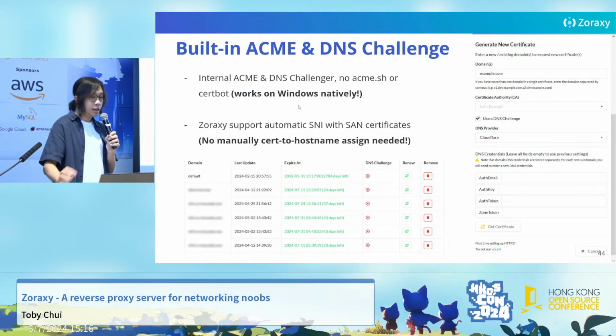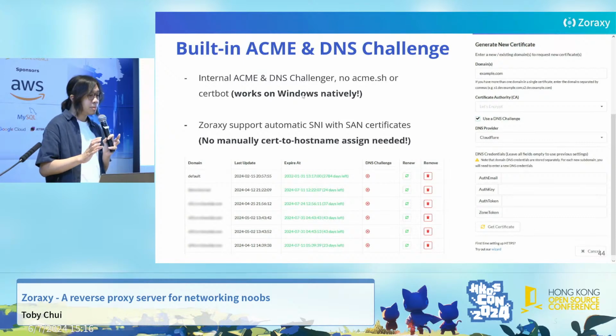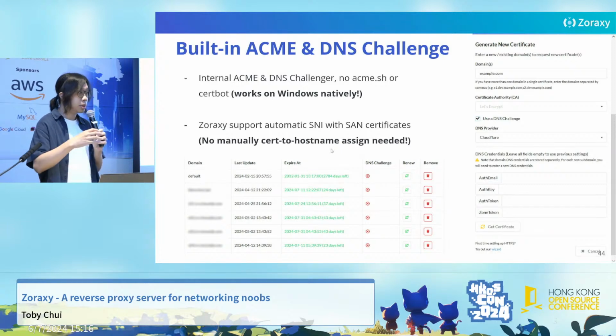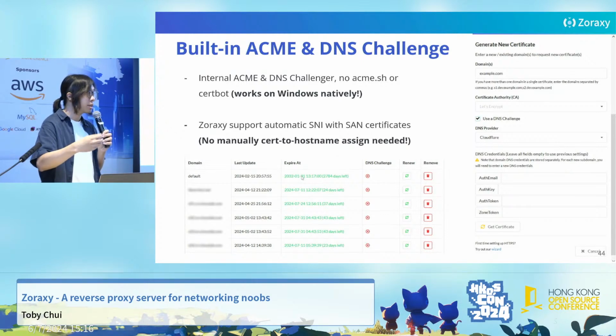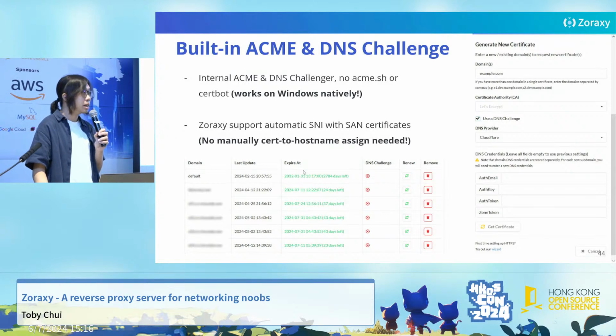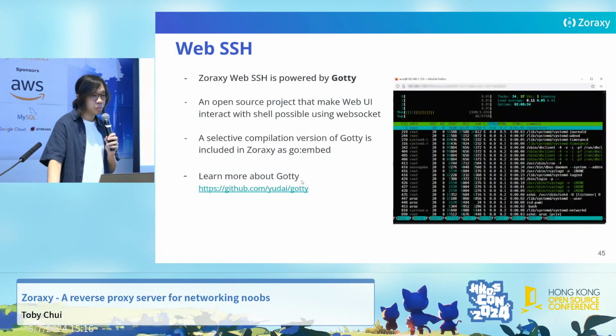And as it is all integrated into a single binary, including the ACME and DNS challenge manager, with no acme.sh or certbot, this program works natively on Windows and Linux. Zoraxy also has automatic SNI and SAN certificates, so you can generate a wildcard domain certificate with the wildcard inside, and allow it to automatically match your incoming requests. In Nginx Proxy Manager, what you do is create a certificate and map it to a hostname, right? In Zoraxy, that's automated. So many NPM users just aren't used to this design.